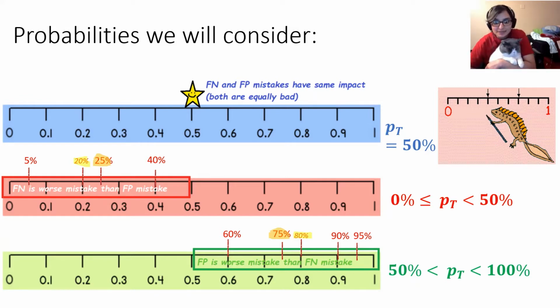And similarly for 40% here and 60%. And for 95% and 5% here, the interpretation will just be opposite because these sum up to 100%. These 40% and 60% sum up to 100%. 25% and 75% sum up to 100%. 20% and 80% sum up to 100%, and so on.